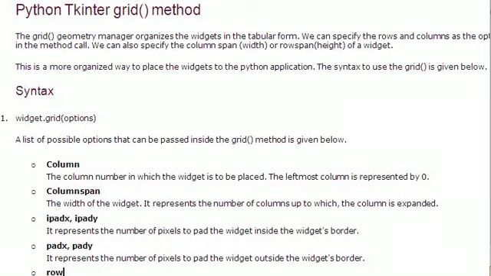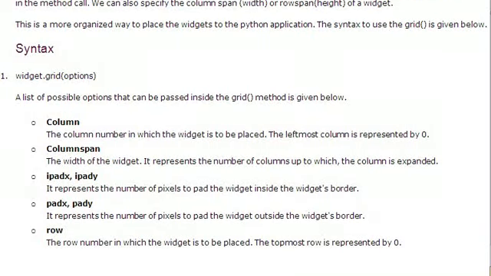So we have the grid method to organize things in tabular format. We need to specify the rows and columns. So we have columnspan. What do you mean by columnspan? The width of the widget, the number of columns up to which the widget is to be expanded. And we have ipadx and ipady, the number of pixels to pad inside, and padx and pady, the number of pixels to pad the widget outside the border. I is inside.